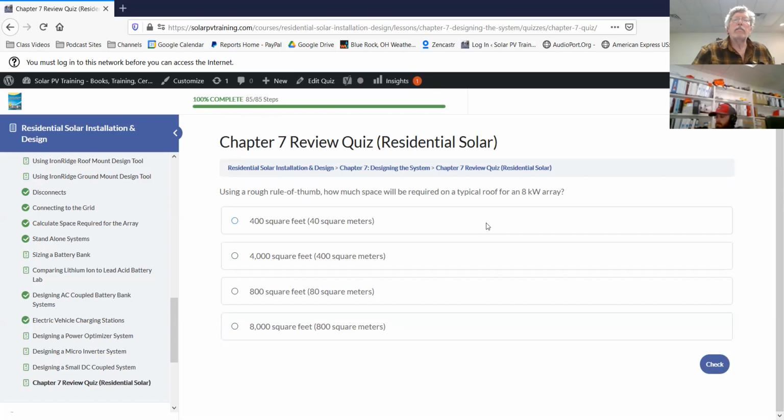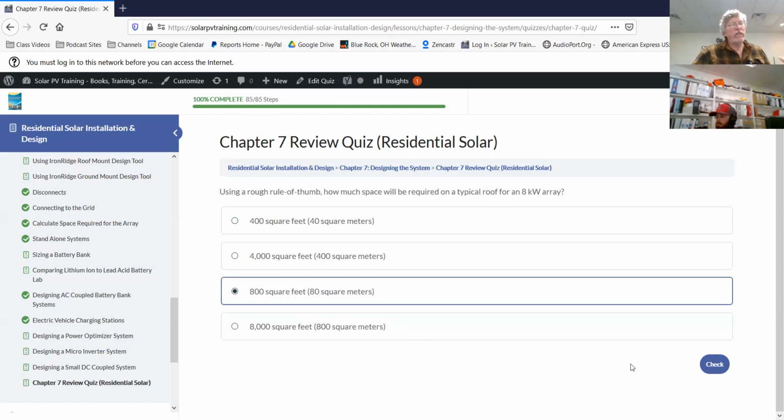Using a rough rule of thumb, how much space would be required on a typical roof for an 8 kW array? Well, remember, the rough rule of thumb here is going to be about 10 watts per square foot. That's usual. So in this case, we're saying an 8 kW array would need about 800 square feet in order to fit. So if you're looking at a roof, 800 square feet is like 20 by 40. That's about 80 square meters.